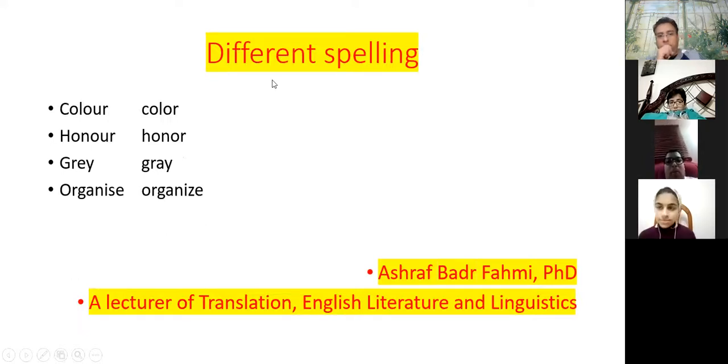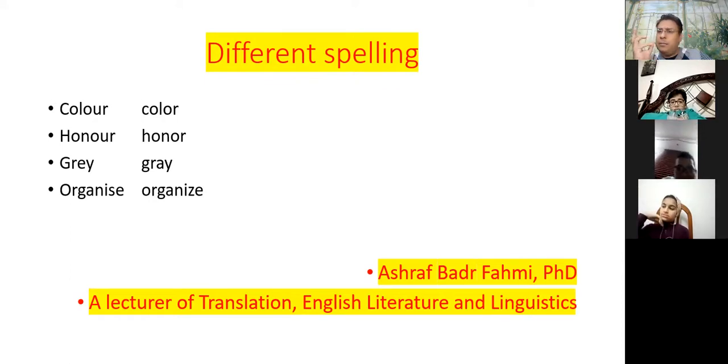Now let's go to number 3. It will be different spelling. We have different spelling in some words. If I write this word in British, it has a different spelling than the spelling in American. British and American, some, not all, some words are different in spelling.